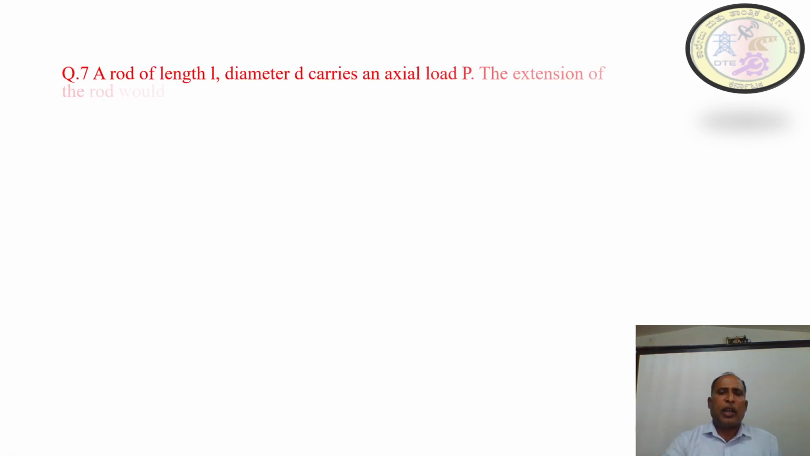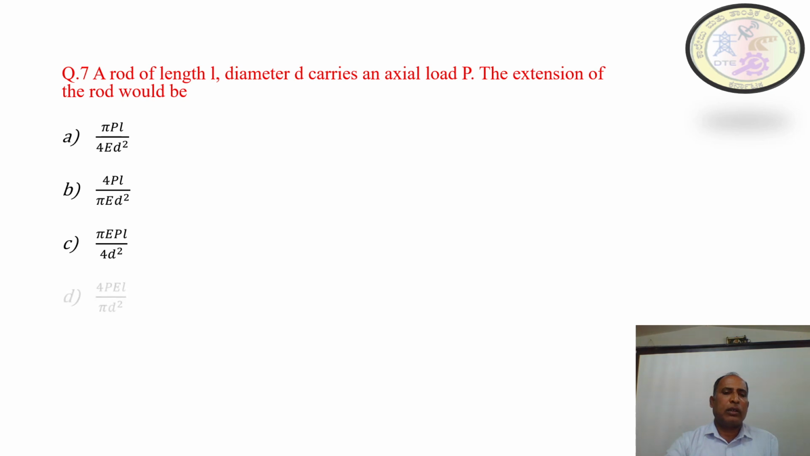A rod of length L, diameter D carries an axial load P. The extension of the rod would be: pi PL by 4 E D square, 4 PL by pi E D square, pi E PL divided by 4 D square, or 4 P E L divided by pi D square. As we know, delta L is equal to PL by AE. For a circular rod, the cross-sectional area is pi by 4 into D square. So this 4 will come in the numerator. Therefore 4 PL divided by pi E D square.